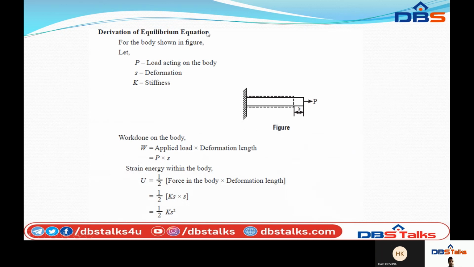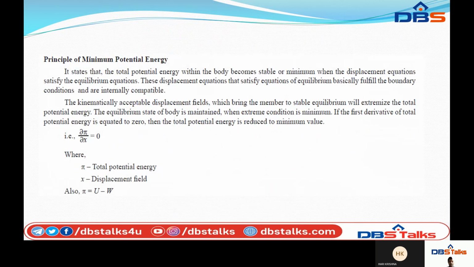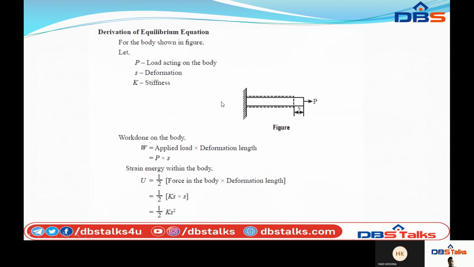For the derivation of the equilibrium equation, I am taking its statement. This statement is taken from the first slide, which I told you about. Thus, these are the displacement equations that satisfy the equation of equilibrium. For that explanation, I am taking a cantilever beam and a point load subjected to the cantilever beam on the pulling side, and the deformation length S is shown here. P is the load acting on the body, S is the deformation, and K is the stiffness. We already know that stiffness is denoted by K.